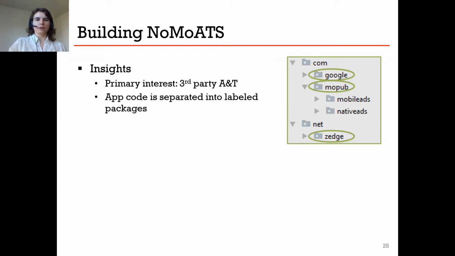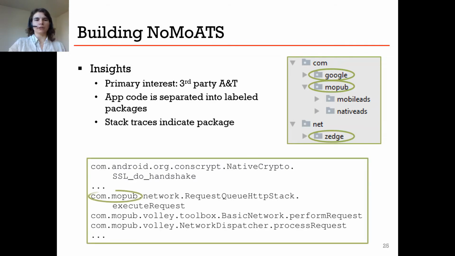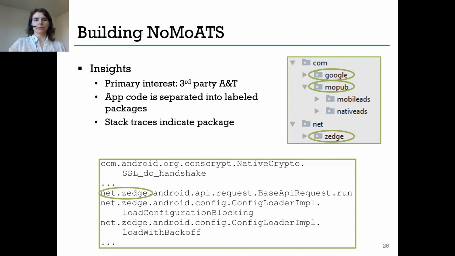And the second thing to note is that stack traces indicate package names as well. So here I show an SSL handshake being initiated by the mopap library. Here's one more stack trace where we don't see any third-party library, we only see the Zedge app itself, which means it alone is responsible for generating this SSL handshake. Now, if we could just find a way to collect stack traces at the network API access point, we could potentially build our automatic labeling tool.